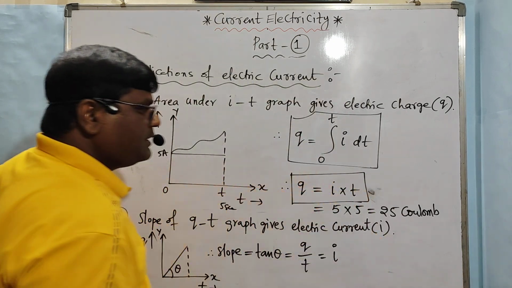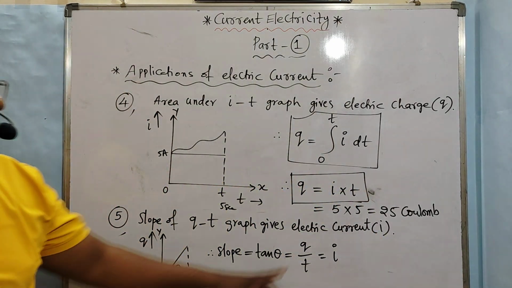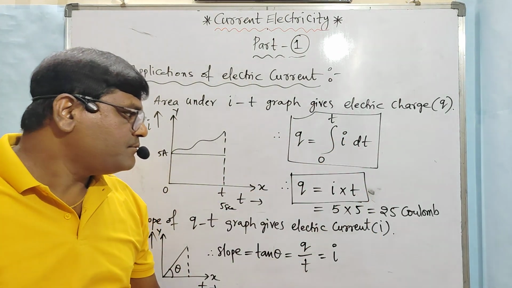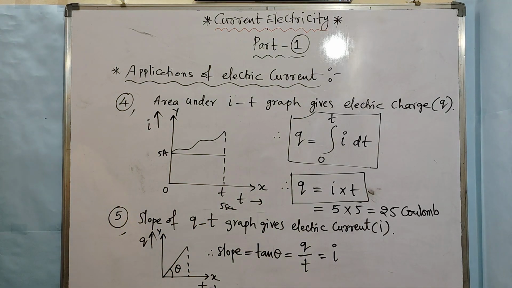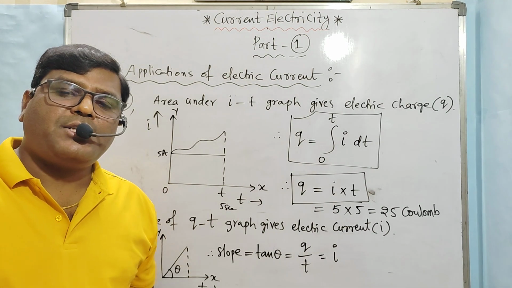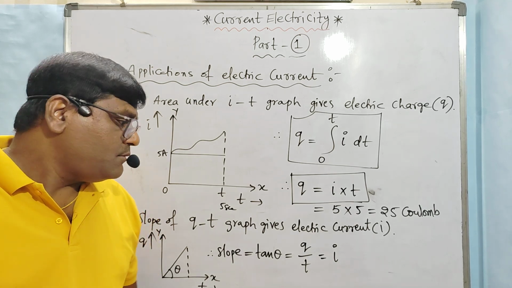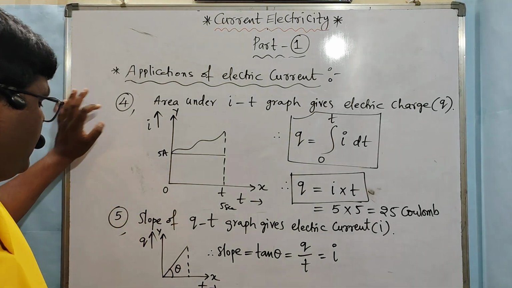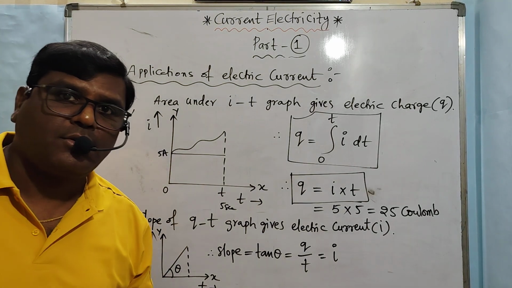If the current is constant, that is the formula. If the current varies with respect to the time, this is the formula we use to find the charge. So these are the applications of electric current, the fourth one and the fifth one. Note it down.